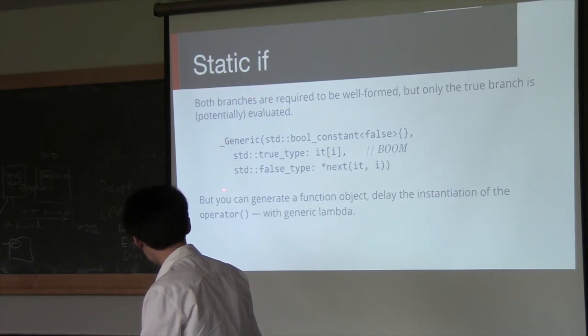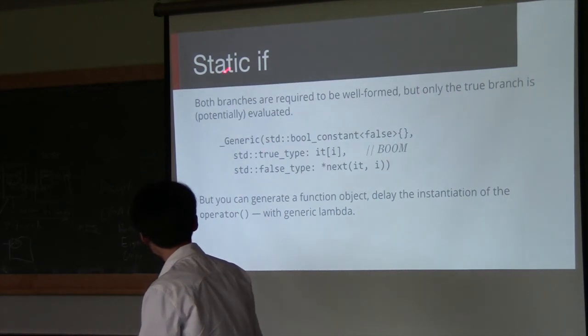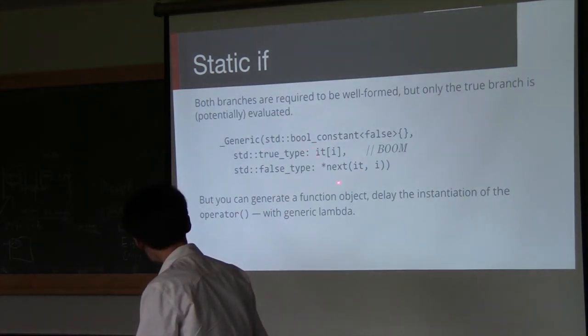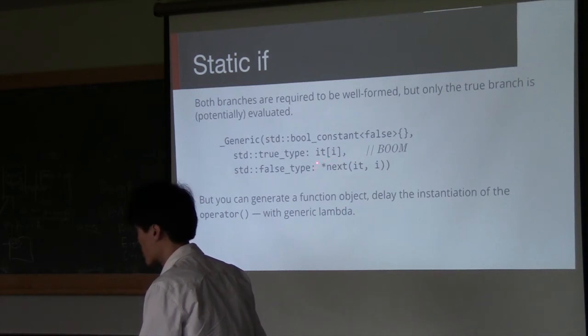Let's go back to our example of examining a value using generic selection expression. There's one little difference between this one and static if. That is, all the branches are required to be well-formed. What well-formed means, this is not required to compile, but it must satisfy the semantic requirements of the C++ language. So this one, in the false branch, if the iterator is not a random access iterator, this one is not considered a well-formed expression.